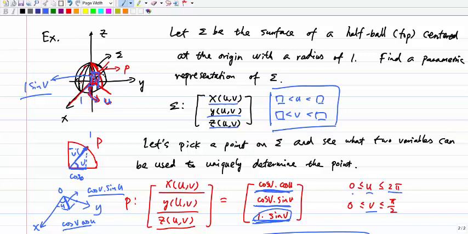I just only use 90 degrees over here. I just start from here to here, right? I don't go to the other side. Otherwise, you double count, right? From 0 to pi over 2. Okay, this is one option.